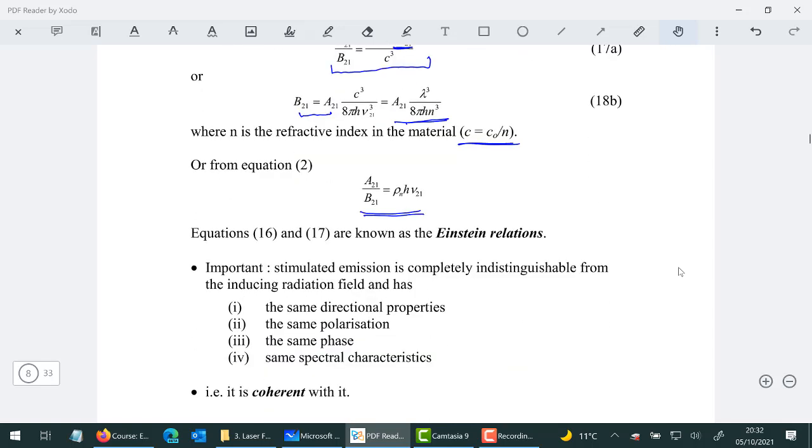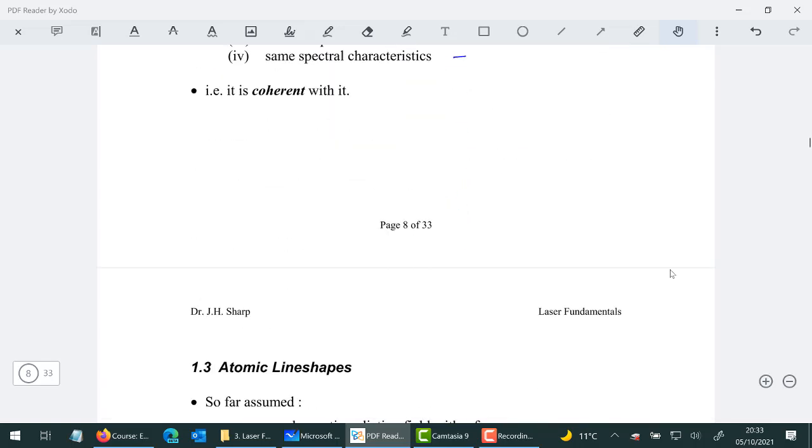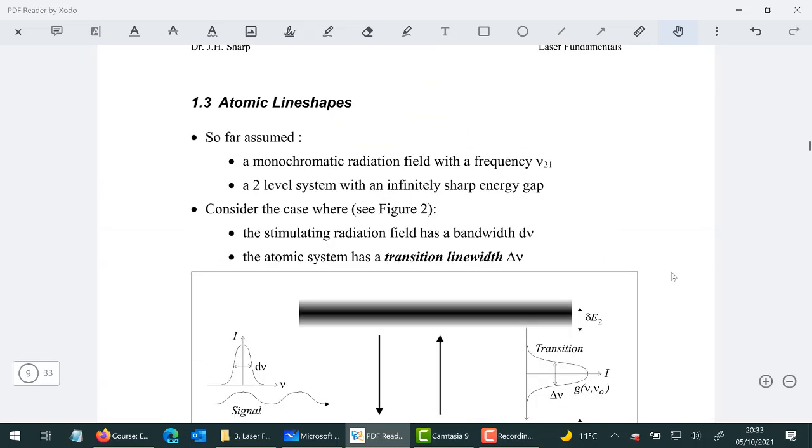So these are known as the Einstein relations, and the most important thing to take away from this is that the stimulated emission is completely indistinguishable from the inducing radiation field. There's no way you can tell which was the input or the original photon and which is the copy, if you like, of the photon, because you have one in and then two out. They have the same properties across the board. They have the same direction, the same polarization, the same phase, the same wavelength and frequency. In other words, they are coherent with each other.